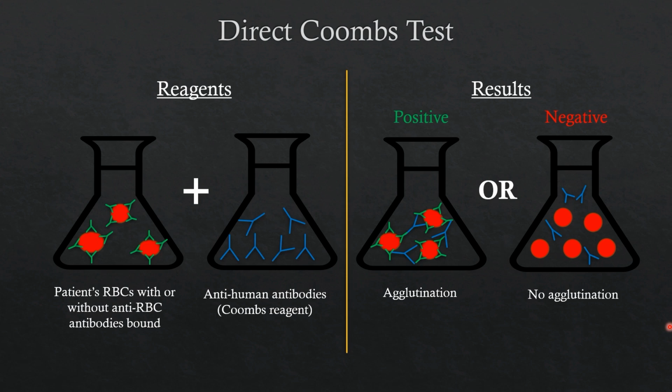So a positive test would be if you get agglutination, right? Because your patient's red blood cells have the autoantibodies already on them. And then the Coombs reagent, the anti-human antibodies, attach these different antibodies together, so you get agglutination. On the other hand, if your patient doesn't have these autoantibodies, they don't have an autoimmune hemolytic anemia, then their RBCs wouldn't have those on them to begin with. Thus, the Coombs reagent, or the anti-human antibodies, would have nothing to agglutinate. So you get no agglutination here, and that's considered a negative test.